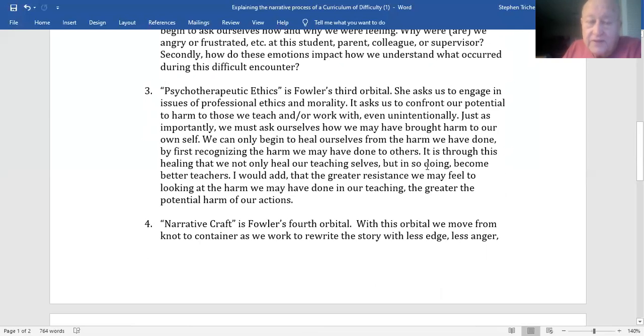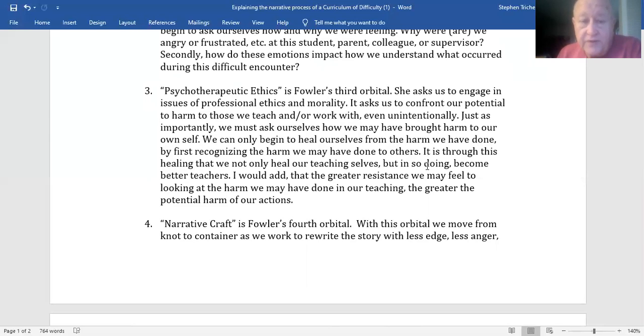Psychotherapeutic ethics. This is Fowler's third orbital. She asks us to engage in issues of professional ethics and morality. Interestingly, this links back to the moral life of schools. That's part of the reason that reading comes first. This orbital asks us to confront our potential to do harm to those we teach or those who we work with, and this one would argue would include ourselves, even when that harm is unintentional. And this clearly links back to one of the topics for the moral life of schools.